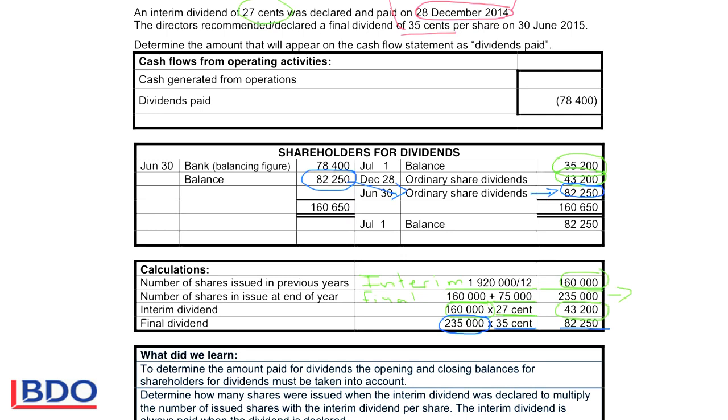Then you can assume that that 82,250 that's outstanding at the end of the year will be for this final dividend. Those two amounts should be the same because the balance that you owed at the beginning of the year, you had to pay to the shareholders at the beginning of the year. The interim dividend is always paid immediately. So that was also already paid. So if we work out by balancing, we will see that the bank amount is 78,400. If I add these two together, I also see it's 78,400. So the outflow of money to pay for dividends was 78,400.